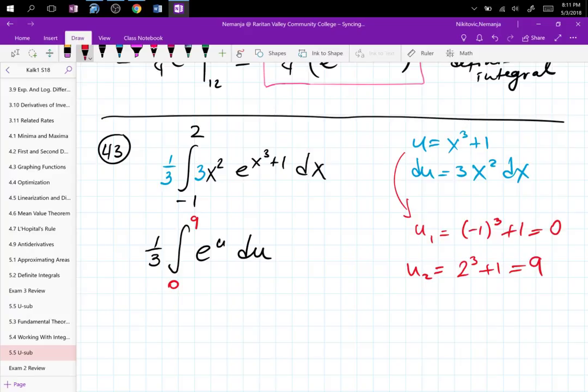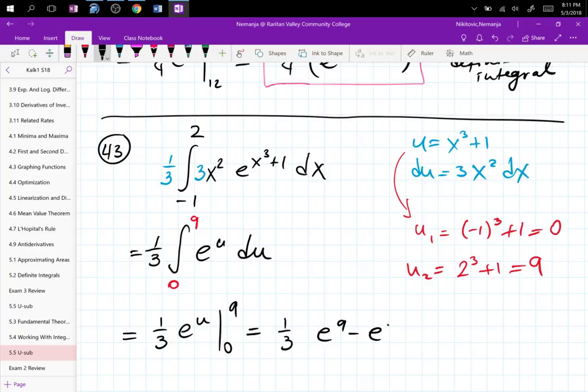Now we integrate, because now it's easy. The integral of e to the u is e to the u, so we have 1/3 e to the u from 0 to 9. You know how to compute definite integrals. So 1/3 e to the 9 minus e to the 0. E to the 0 is 1. So this is 1/3 (e to the 9 minus 1).